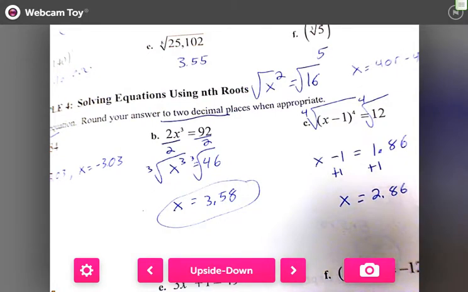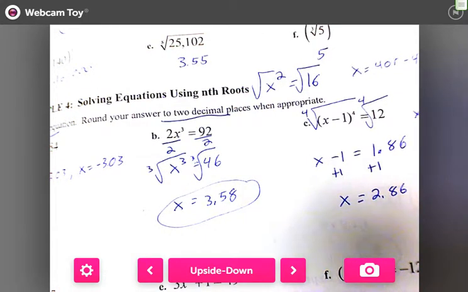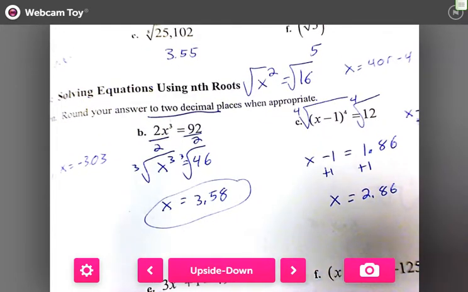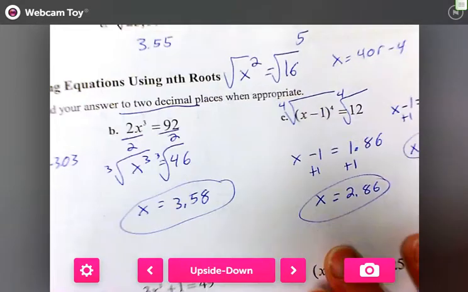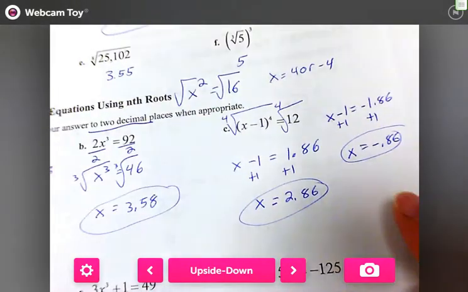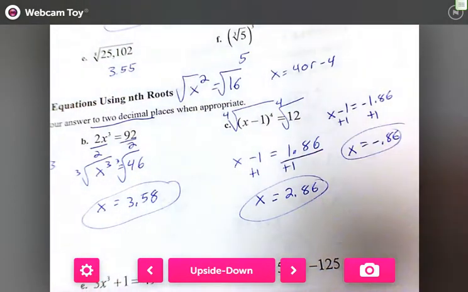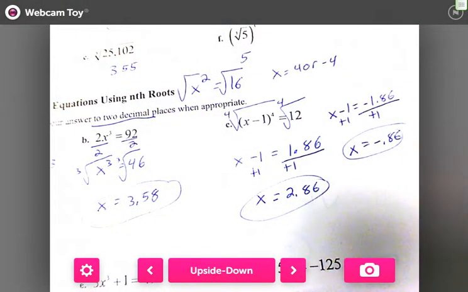Now, because it's the fourth root, we could get x minus 1 equals negative 1.86. And then if we add 1, we'd end up with x equals negative 0.86. So we have 2 answers. So remember, once we take the fourth root of something or the square root of something, it can have 2 answers if it's even. If it's odd, you only have 1.